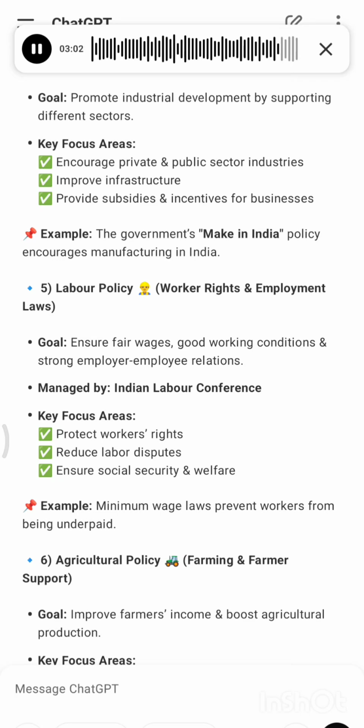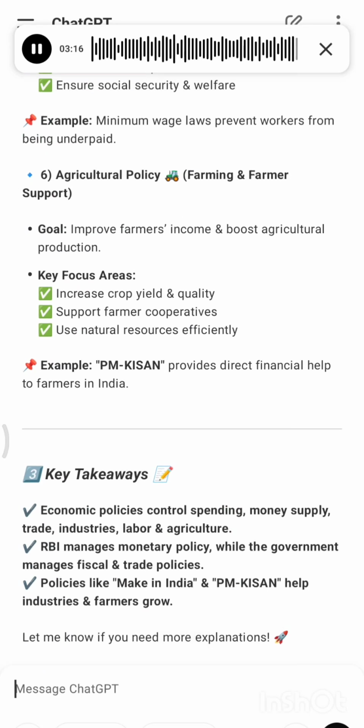Key takeaways. Economic policies control spending, money supply, trade, industries, labor, and agriculture. RBI manages monetary policy while the government manages fiscal and trade policies. Policies like Make in India and PM Kisan help industries and farmers grow.